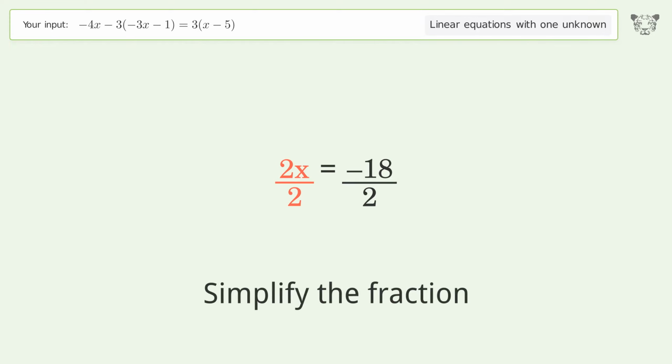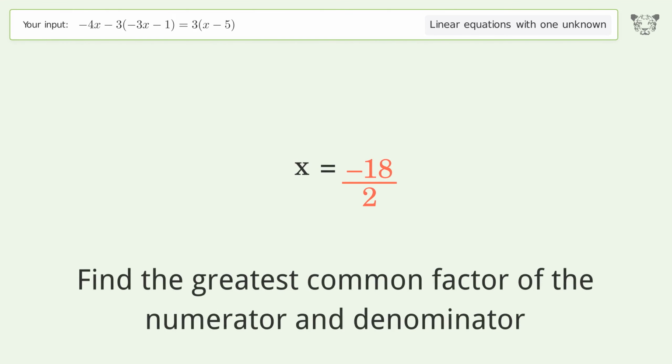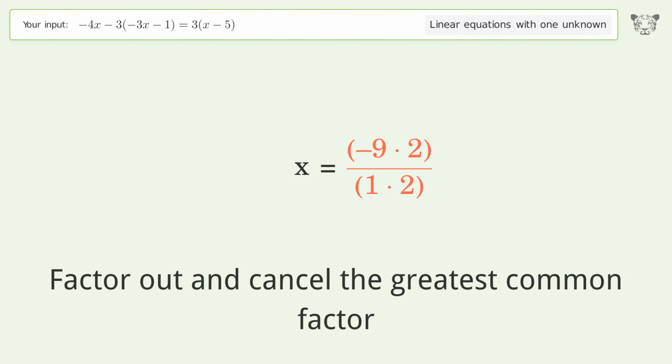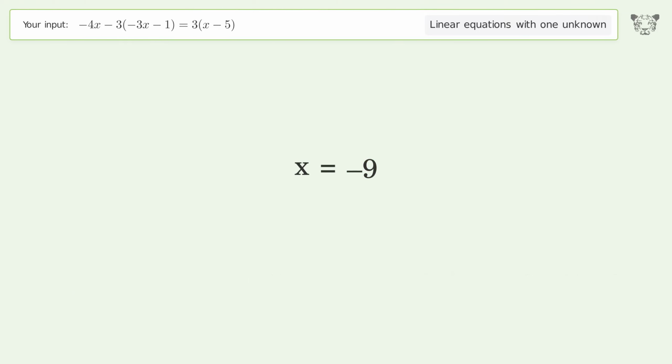Simplify the fraction. Find the greatest common factor of the numerator and denominator. Factor out and cancel the greatest common factor. And so the final result is x equals -9.